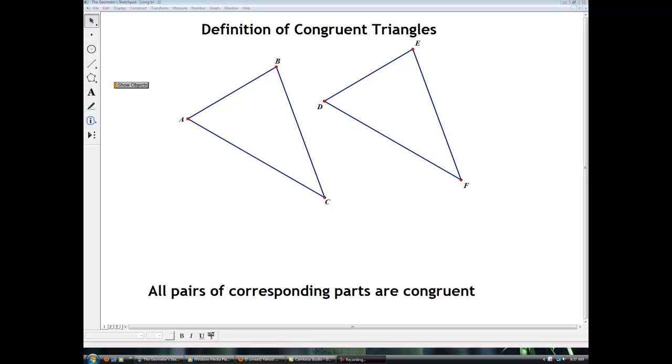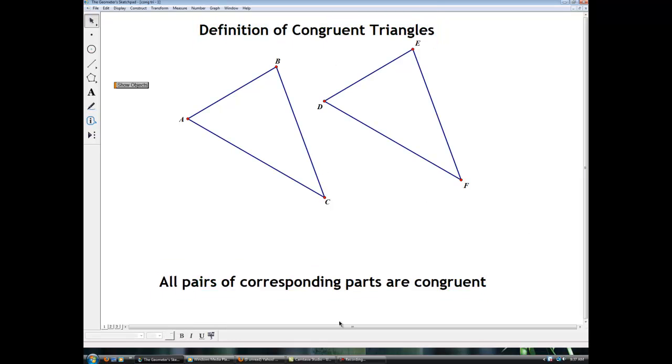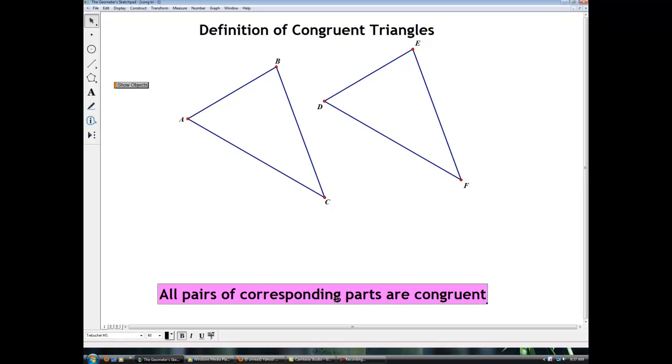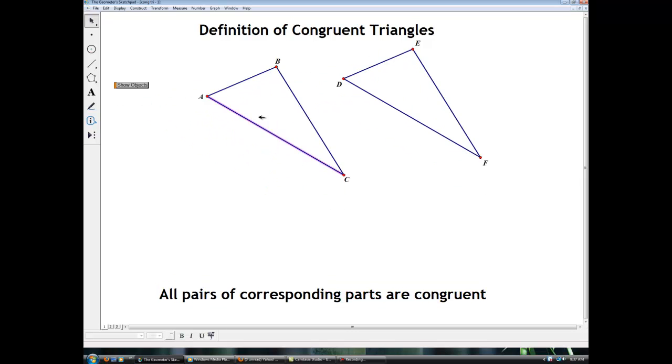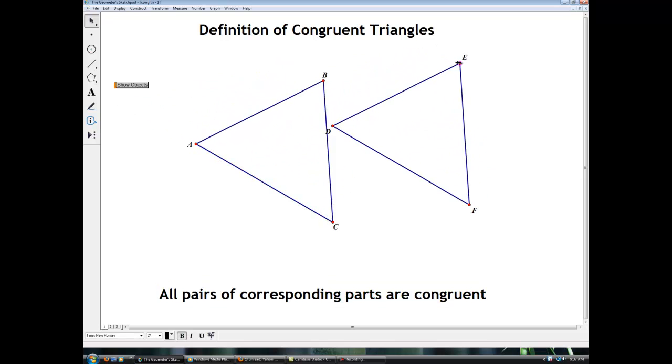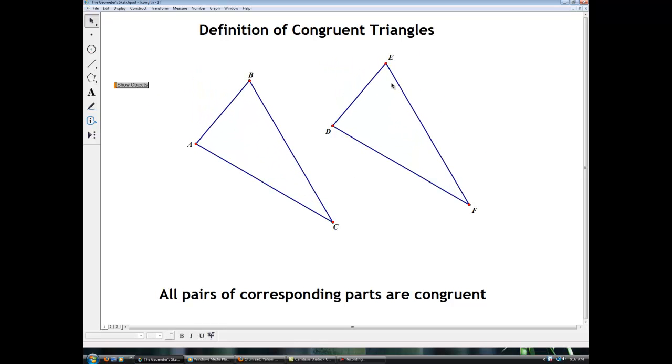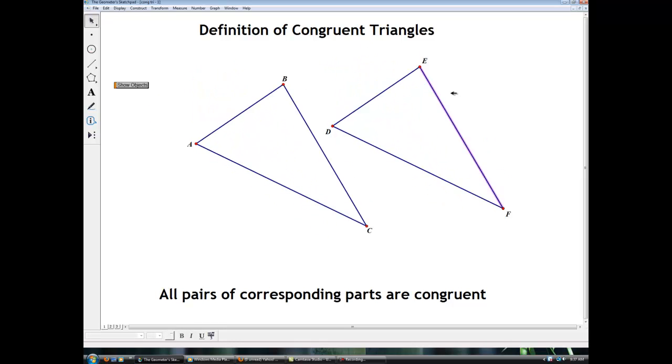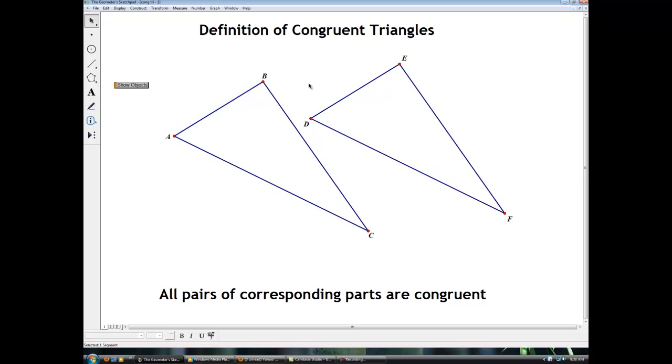Hello again, this geometry video is about congruent triangles. And on this first slide, we have our definition of congruent triangles, which says this: all pairs of corresponding parts are congruent. I've constructed these two triangles so that all corresponding parts will be congruent. No matter how I adjust or drag, the other will be the exact match.